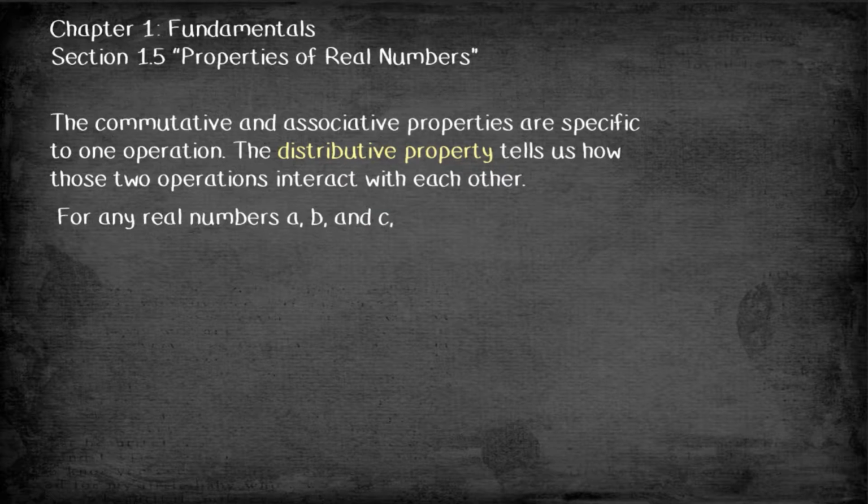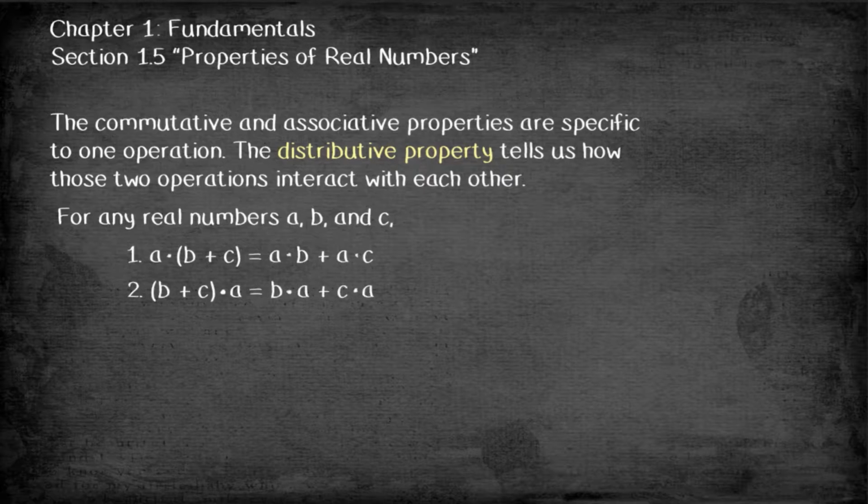So it says the following: if you have any three numbers, A, B, and C, A times the quantity B plus C is equal to A times B plus A times C. And it doesn't matter if A is on the left or the right. So number 2 is the same statement as 1, except the A is on the right-hand side. And it also works with subtraction. So A times the quantity B minus C is the same thing as AB minus AC. And again, the same statement applies if A is on the right-hand side.